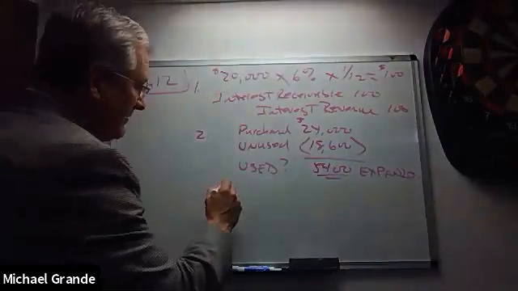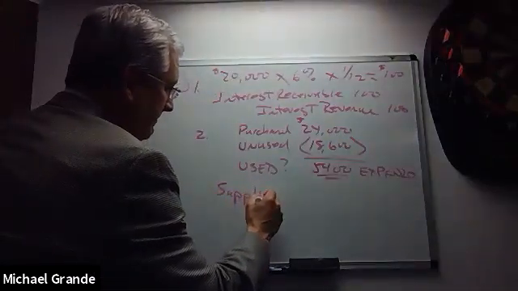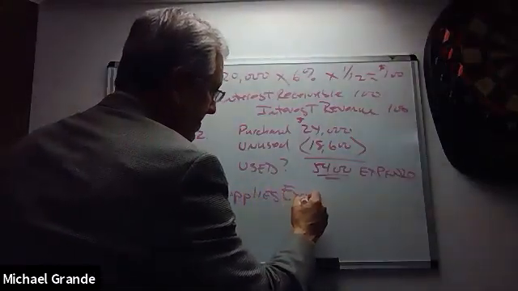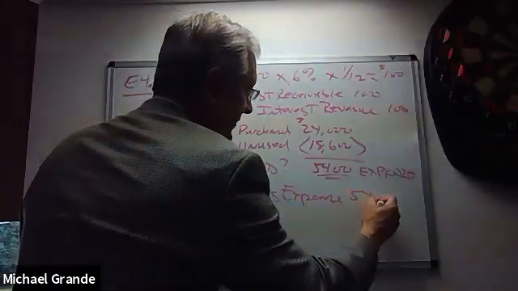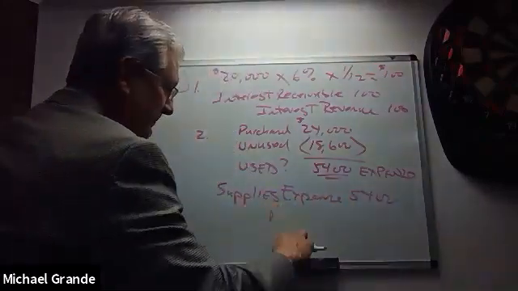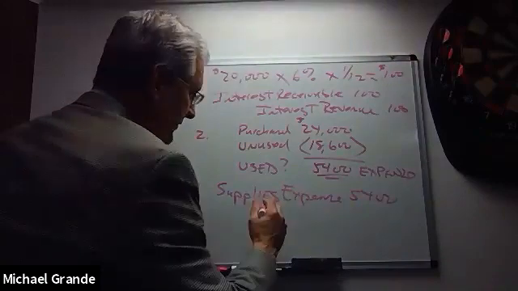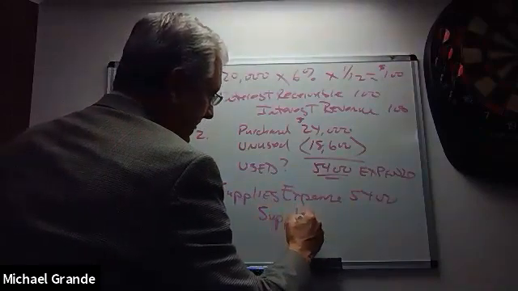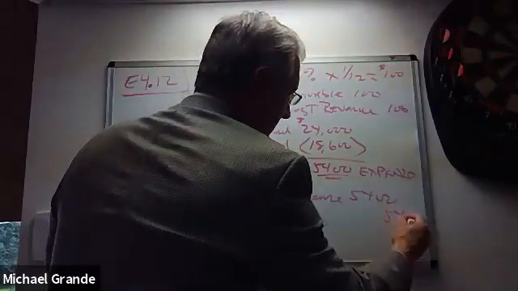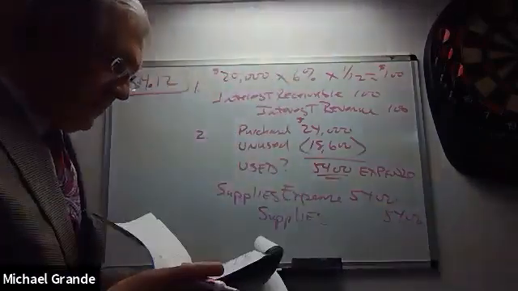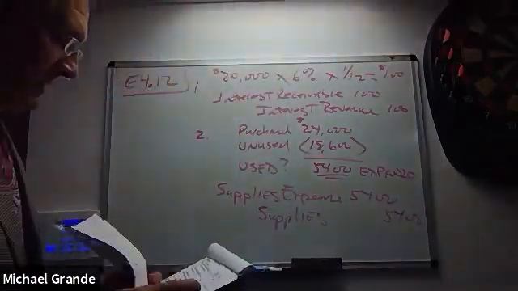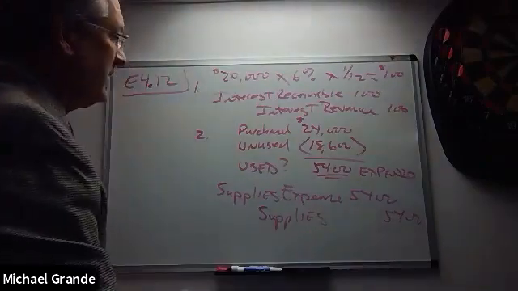So we're going to debit supplies expense the $5,400, and we're going to credit supplies, the asset, the $5,400. That's items 1 and 2.